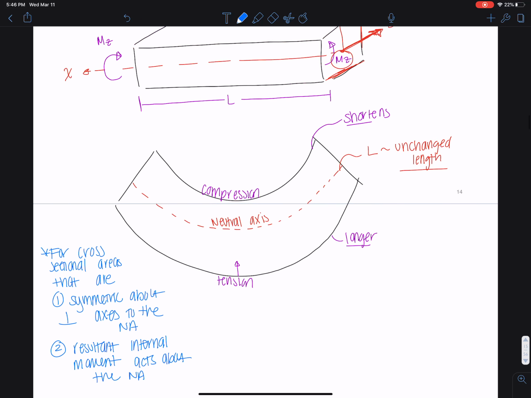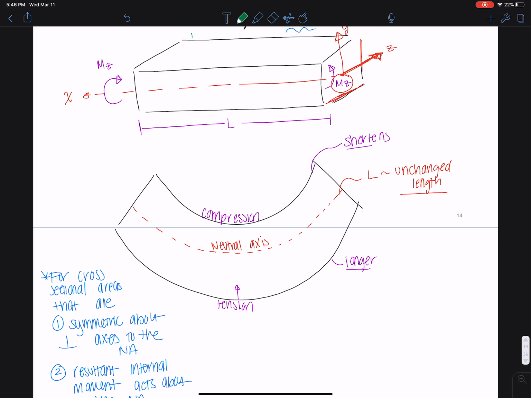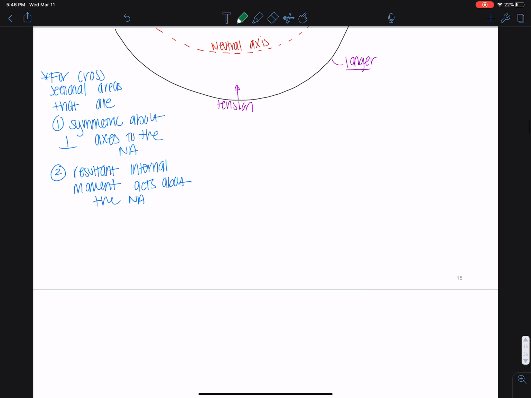All right, so let me draw the cut that we're going to make. So this is some cut. I'm going to cut here. And we're going to come down here, and I'm going to zoom in on this cut.